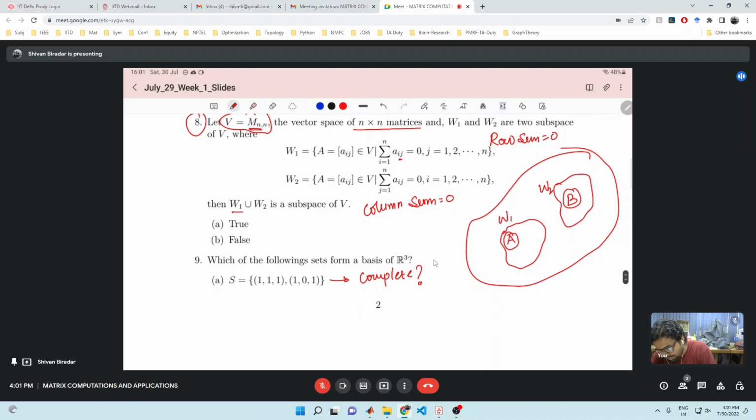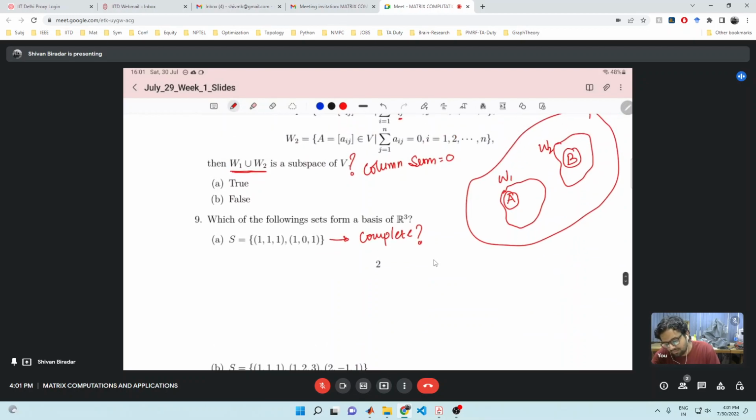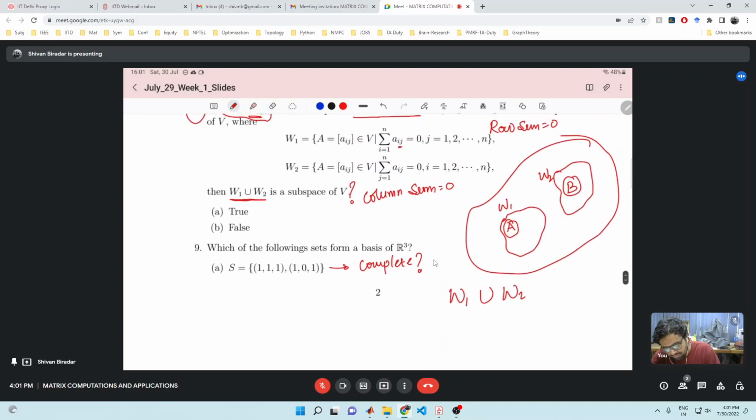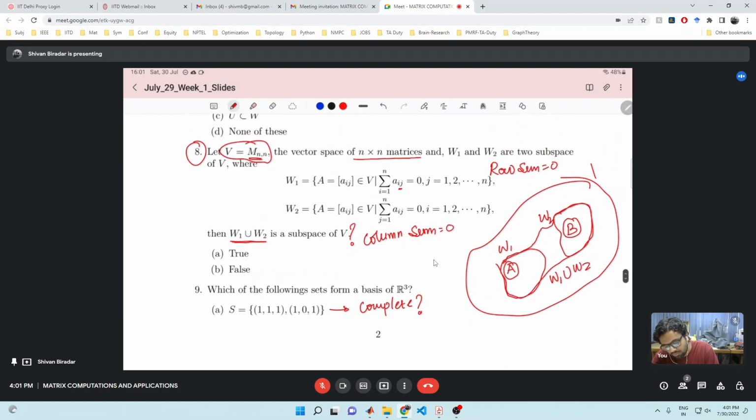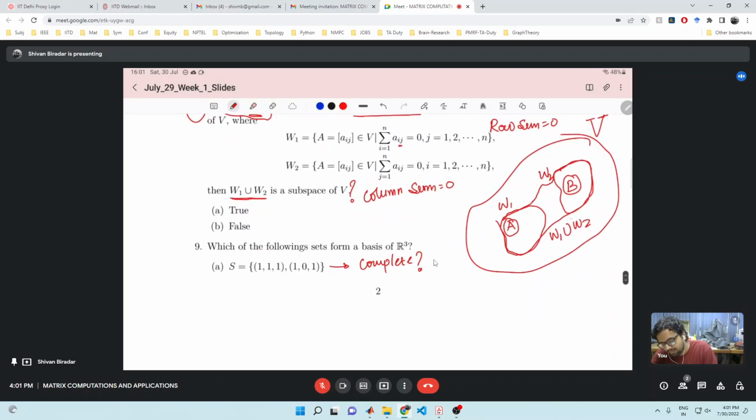So is W1 union W2 a subspace of V? This is the question. So let us take the union of these two subspaces, W1 and W2. If I take the union of these two, then I'll get another subset. So this would be W1 union W2, which is in this vector space V. The question is, is this bigger set, a subset of the vector space V, a subspace?